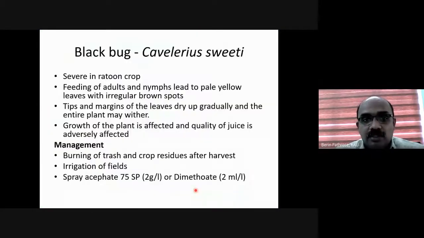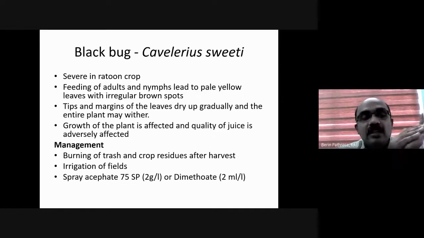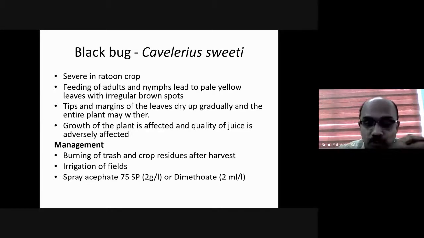These are the symptoms. Then the last one, that is black bug, Cavelerius sweeti. This is a very minor pest, severe only in a ratoon crop. Because of the sucking of sap by nymphs and adults, there will be yellowing of the leaves and irregular brownish spots. Later on, after yellowing of the leaves, the tips and margins of the leaves dry up gradually, and the entire plant may die.